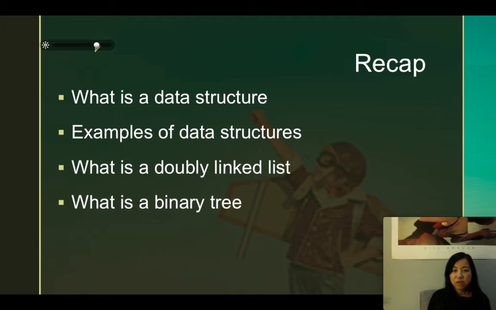So to recap, we talked about what a data structure is. We talked about examples of data structures. We talked about the doubly linked list a little bit and the binary tree.